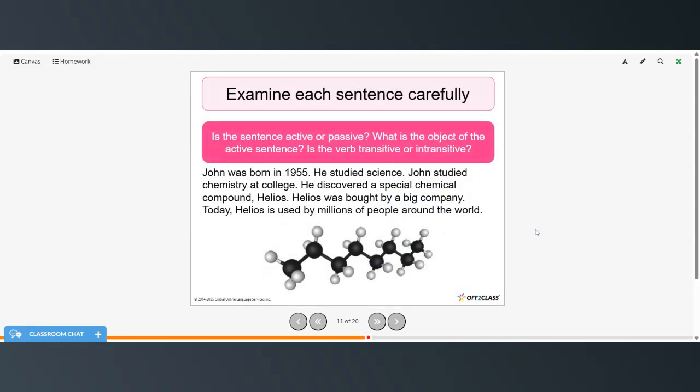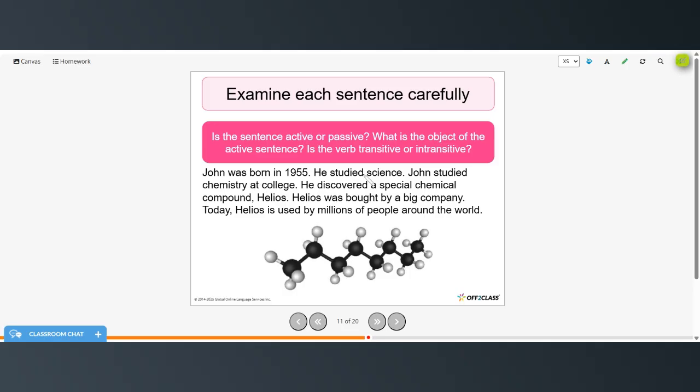All right, examine each sentence carefully. Is the sentence active or passive? What is the object of the active sentence? And is the verb transitive or intransitive? So John was born in 1955. So there's no object in that sentence. So we have an intransitive verb here.